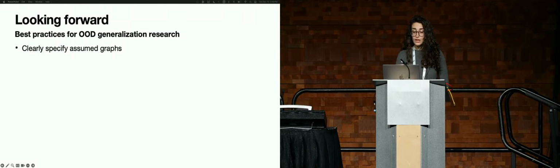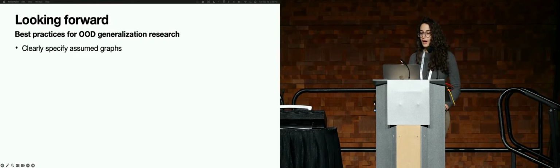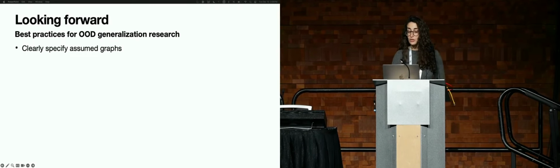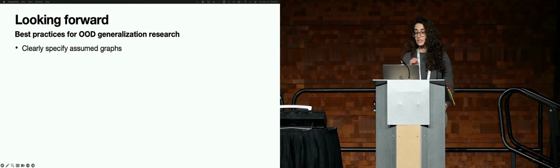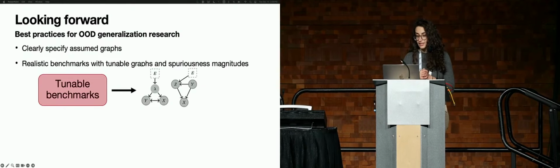Looking forward, one area of growth for the community is to agree on best practices that involve clearly specifying the assumed graph when creating new benchmarks and new methods. Another important step forward would be to create realistic benchmarks with tunable graphs that allow us to stress test new methods under varying levels and magnitudes of shifts and under different types of graph.